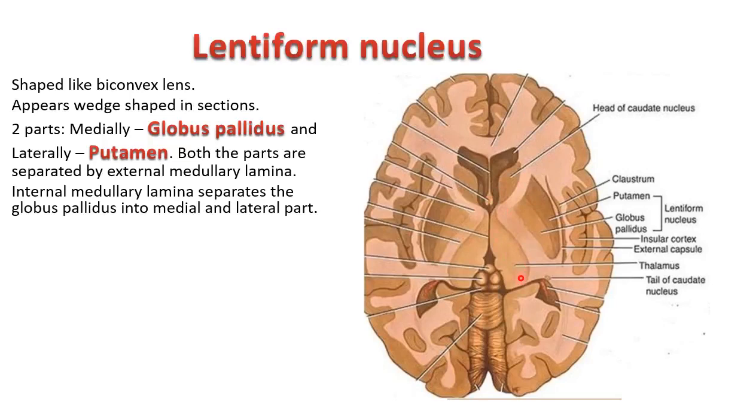Now, the putamen and the globus pallidus are separated by a band called the external medullary lamina. The globus pallidus is again separated by the internal medullary lamina into medial and lateral parts. So the globus pallidus itself has a medial part and a lateral part. I will show it in the next picture.